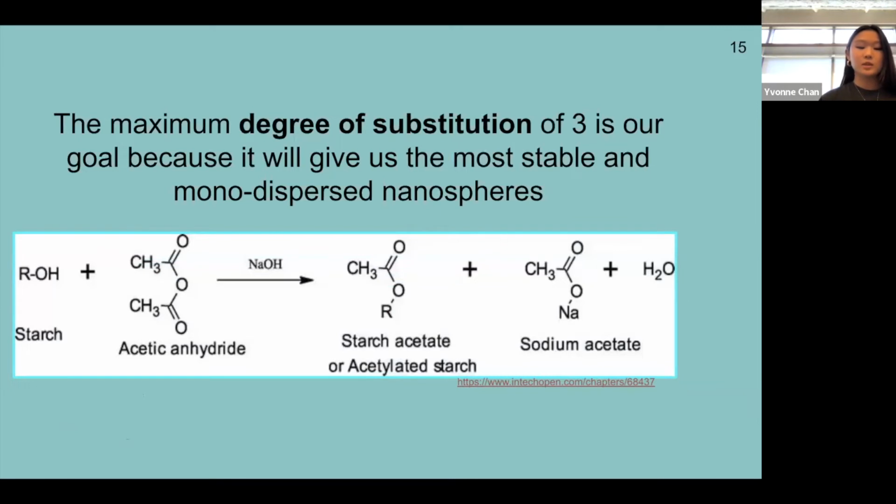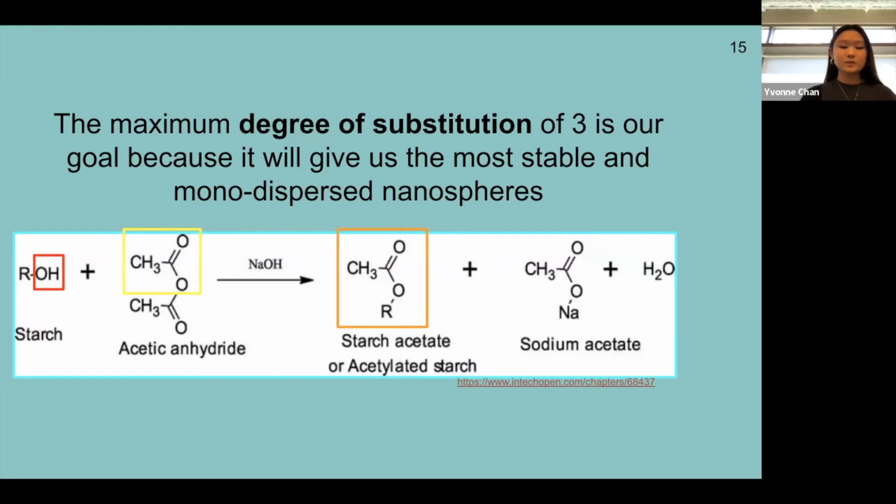The maximum degree of substitution of 3 is our goal because it will give us the most stable and monodispersed nanospheres. To explain what that actually means, the starch's hydroxyl groups are substituted by the acetyl groups from the acetic anhydride, giving the starch acetate functions. And there are 3 free hydroxyl groups on each starch molecule available, so the maximum degree of substitution is 3.